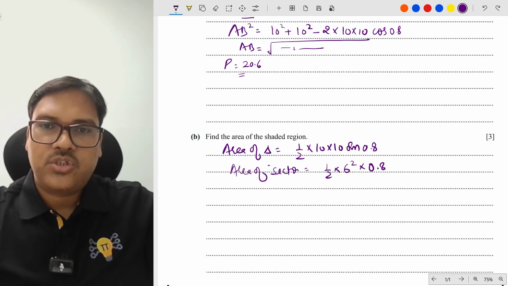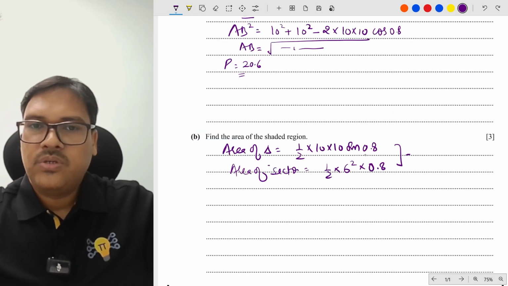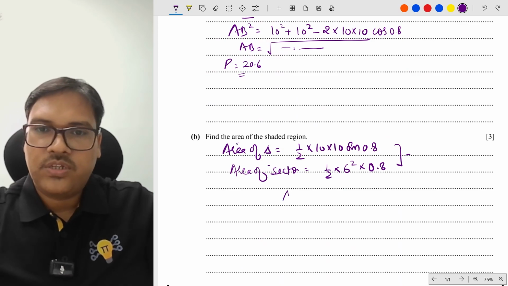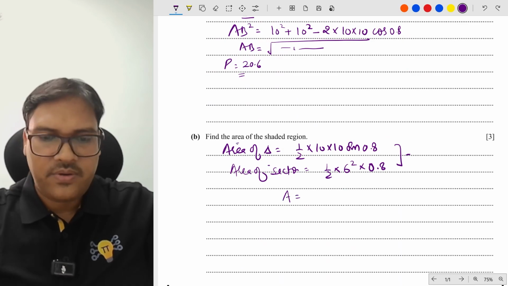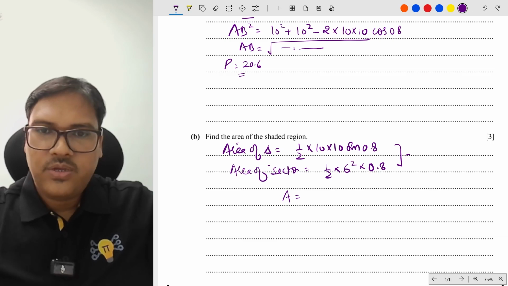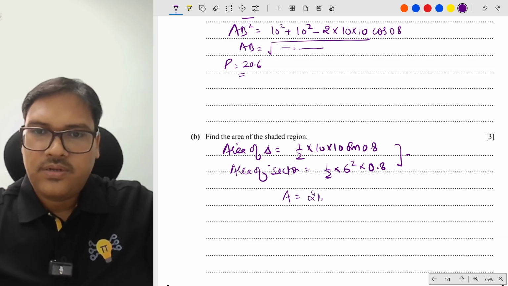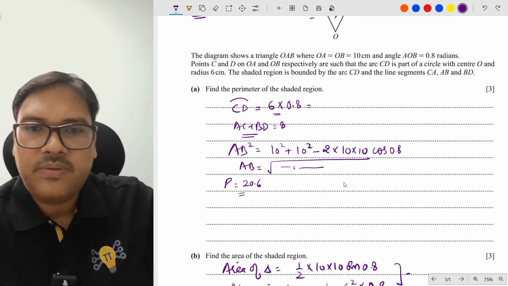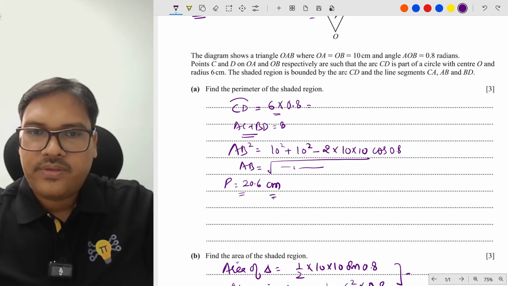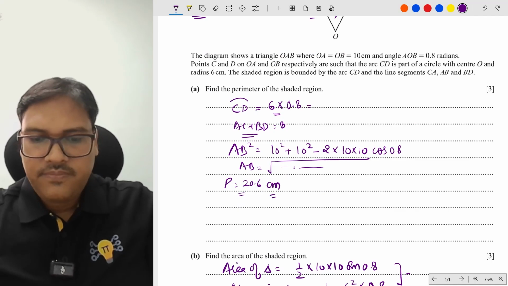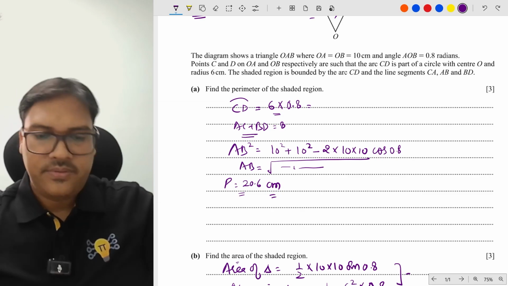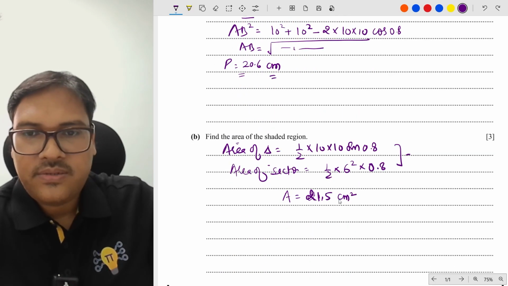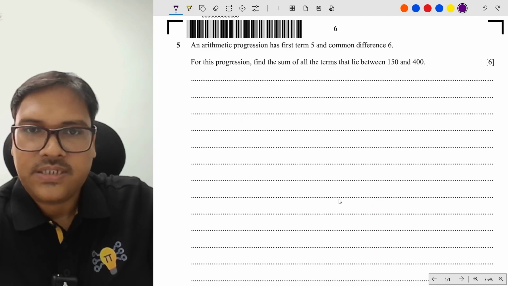Now just subtract these two. If you subtract these two, you'll get the area of the shaded region. So what is the final answer? You just put the value in the calculator. You will find this area will be equal to 21.5 centimeter square. So this is centimeter, right? So this is also centimeter. This is how you can easily solve this question. I have the answer here. I'm just giving you the answer, giving the method. You can easily check the calculations.